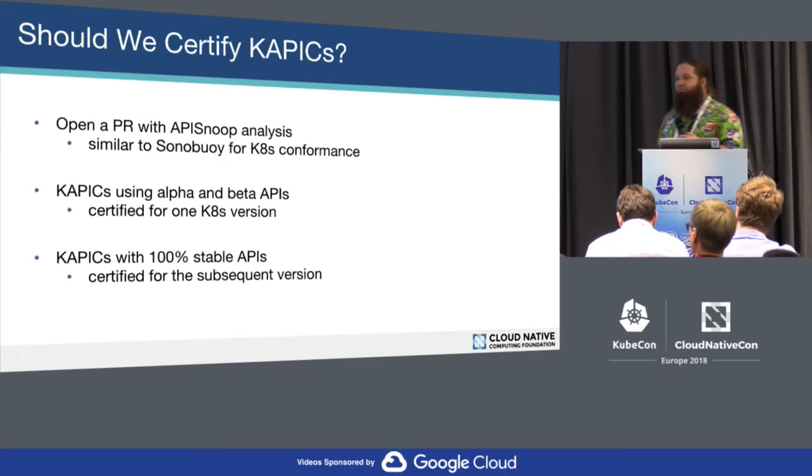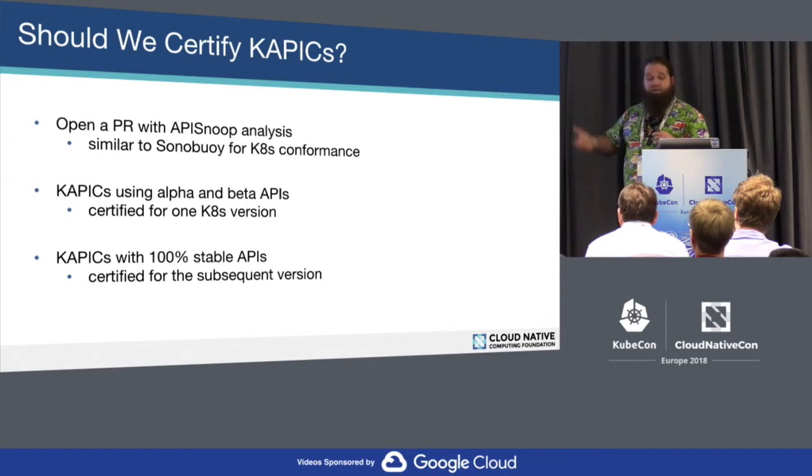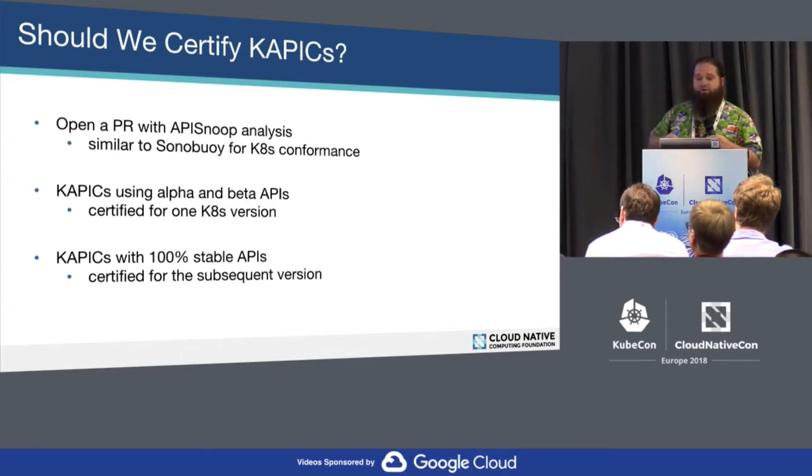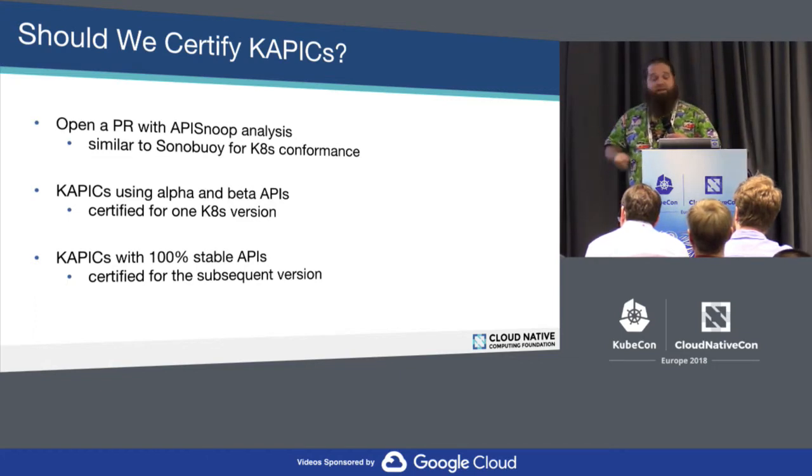Might be we do something similar to what we do with the Kubernetes Conformance. Use APISnoop in a way similar to Sonobuoy to collect the information for that application and certify it for one version if it's alpha and beta, and the version and the next version if it's 100% stable.